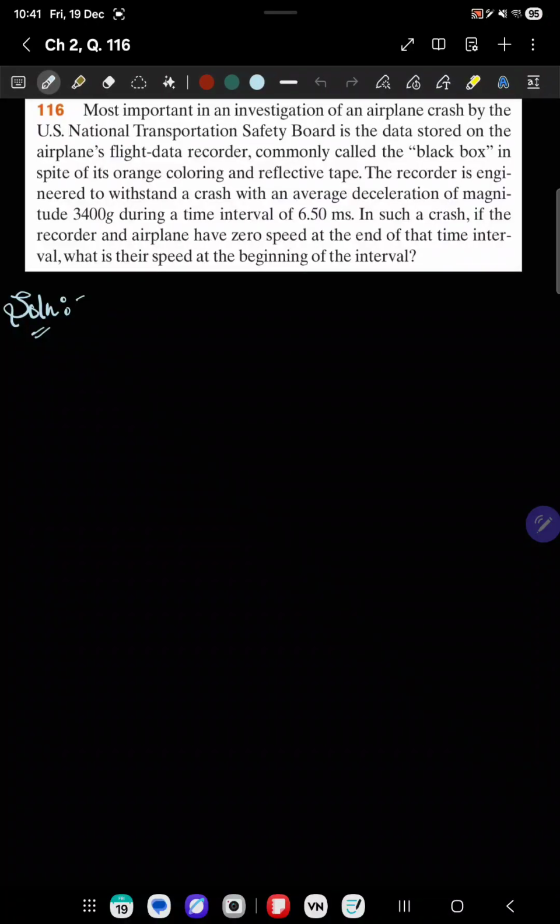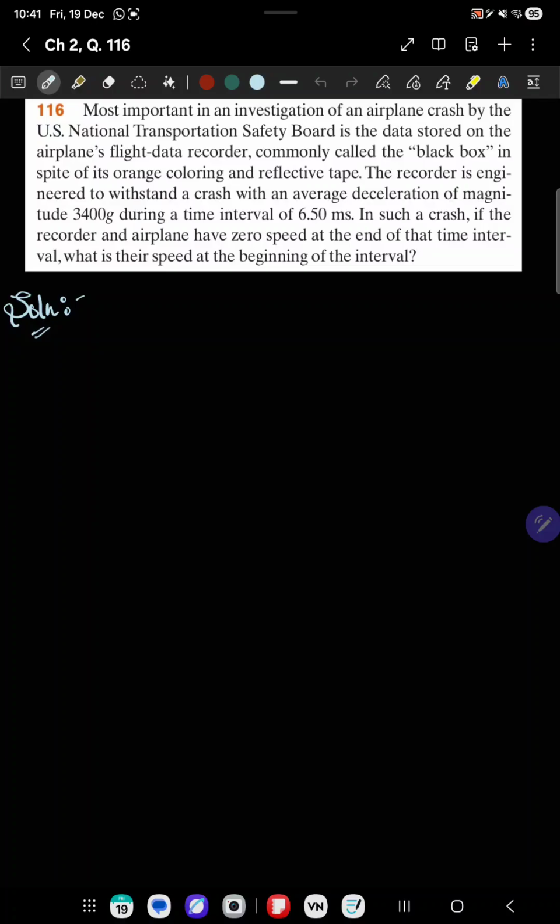So in this question, it's given: most important in an investigation of an airplane crash by the US National Transportation Safety Board is the data stored on the airplane flight data recorder, commonly called the black box. In spite of its orange coloring and reflective tape, the recorder is engineered to withstand a crash with an average deceleration of magnitude 3400 g during a time interval of 6.50 milliseconds.